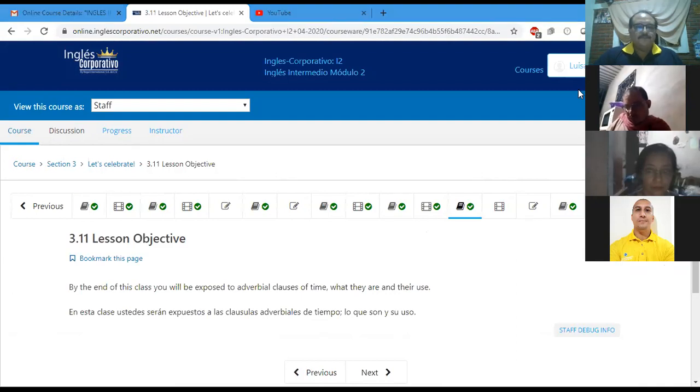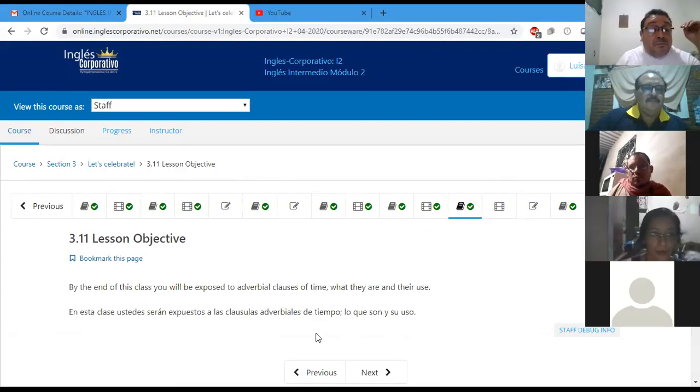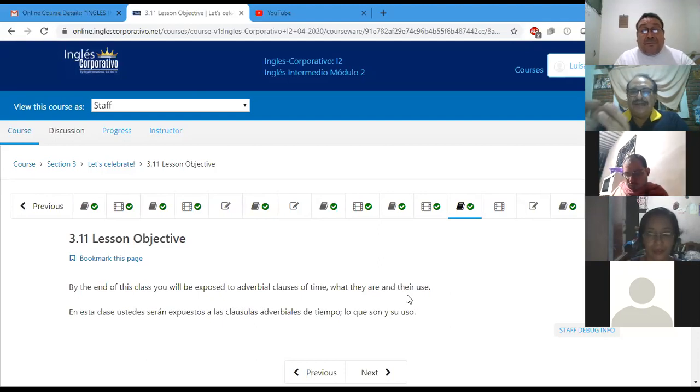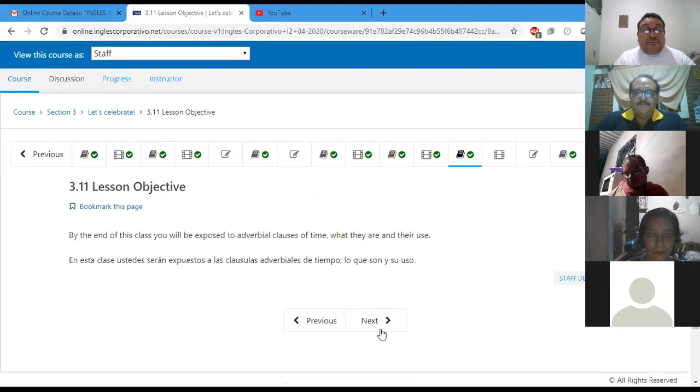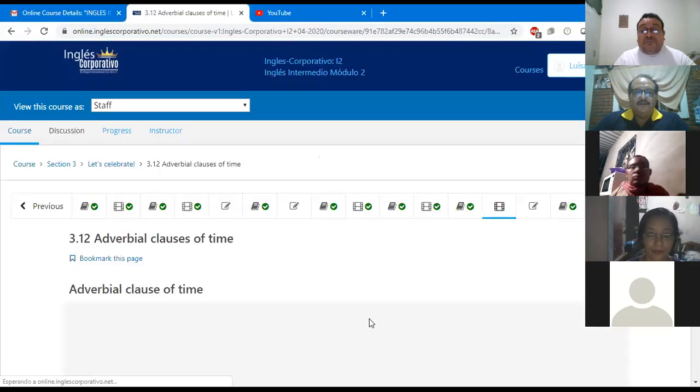So we're going to have, Aide, can you please read this objective here, please? Okay, by the end of this class, you will be exposed to adverbial clauses of time, what they are, and their use. Thank you. So then adverbial clauses of time, what they are and their use. Pay attention to how they are structured and the words that they are going to use in the video, right? If you can take notes, it would be a good idea, right?